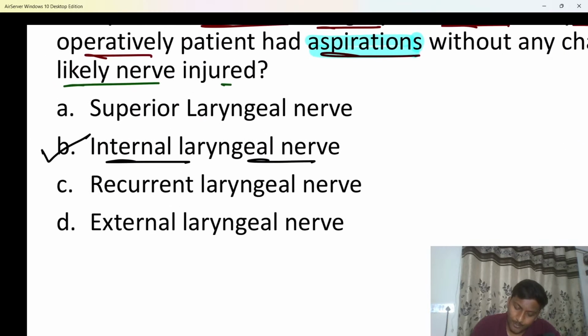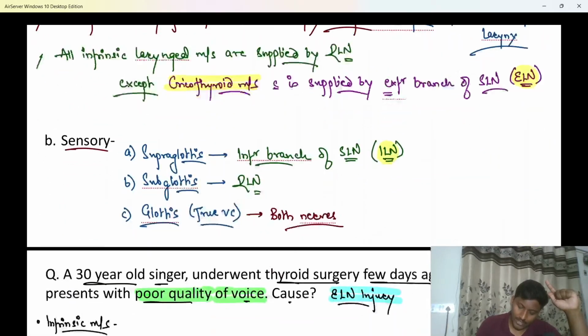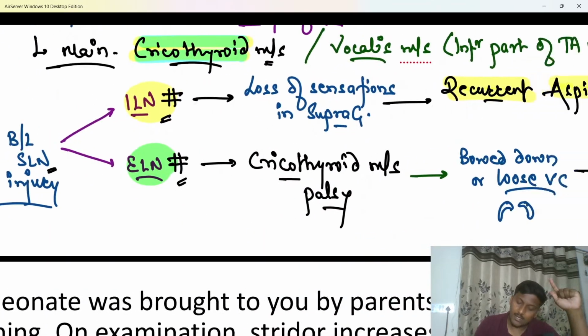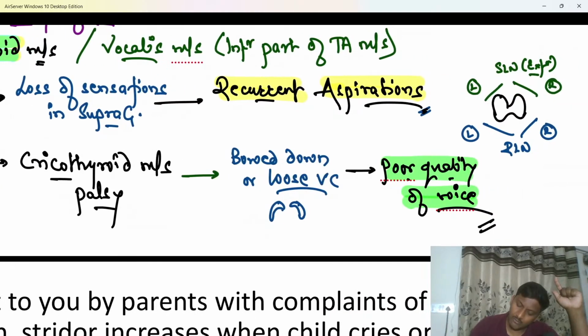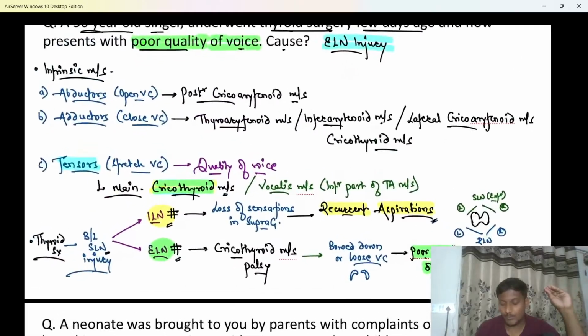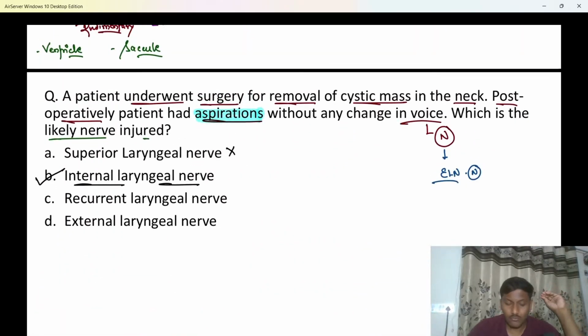So you will be like, why not superior laryngeal nerve? Beta, the superior laryngeal nerve is the parent branch. It has two branches, right? If the superior laryngeal nerve had been injured, both the ILN as well as the ELN would have been paralyzed. And remember, if there is palsy of the SLN, obviously there will be aspirations, but alongside the quality of voice will also be poor. Here they have said the quality of voice is absolutely normal, so that means the ELN is absolutely normal, and if the ELN is absolutely normal, we cannot say it is palsy or injury to the superior laryngeal nerve.